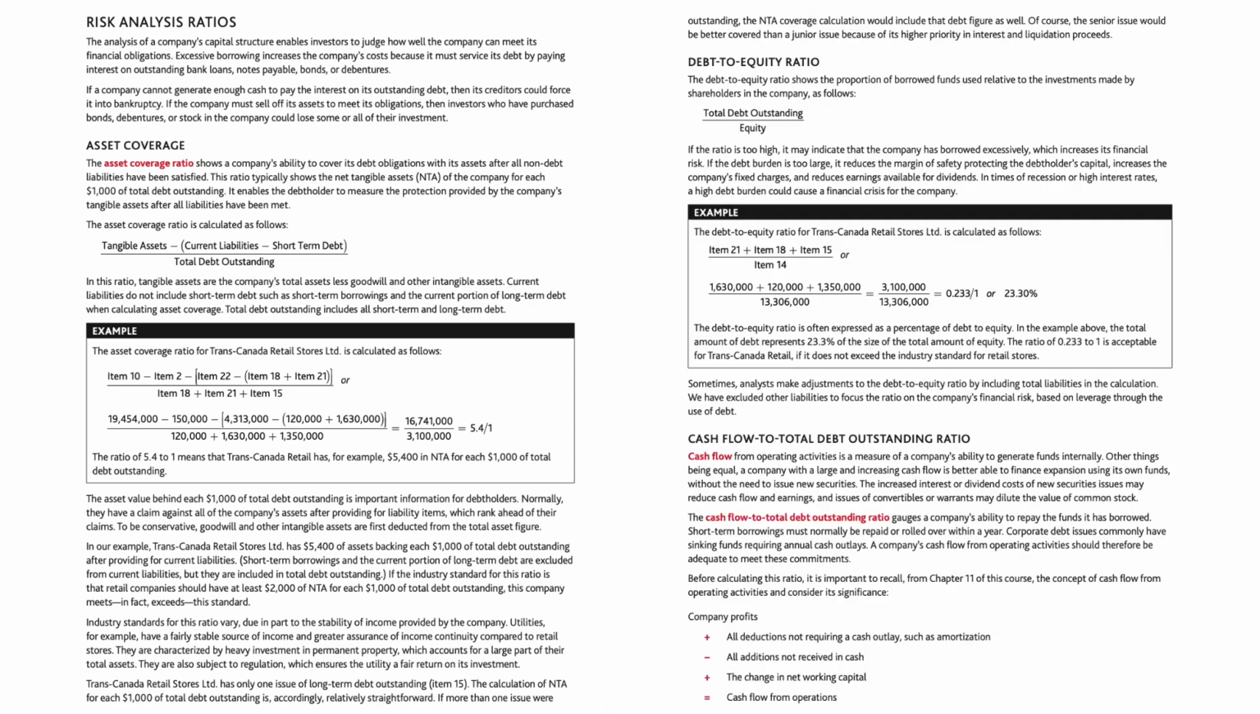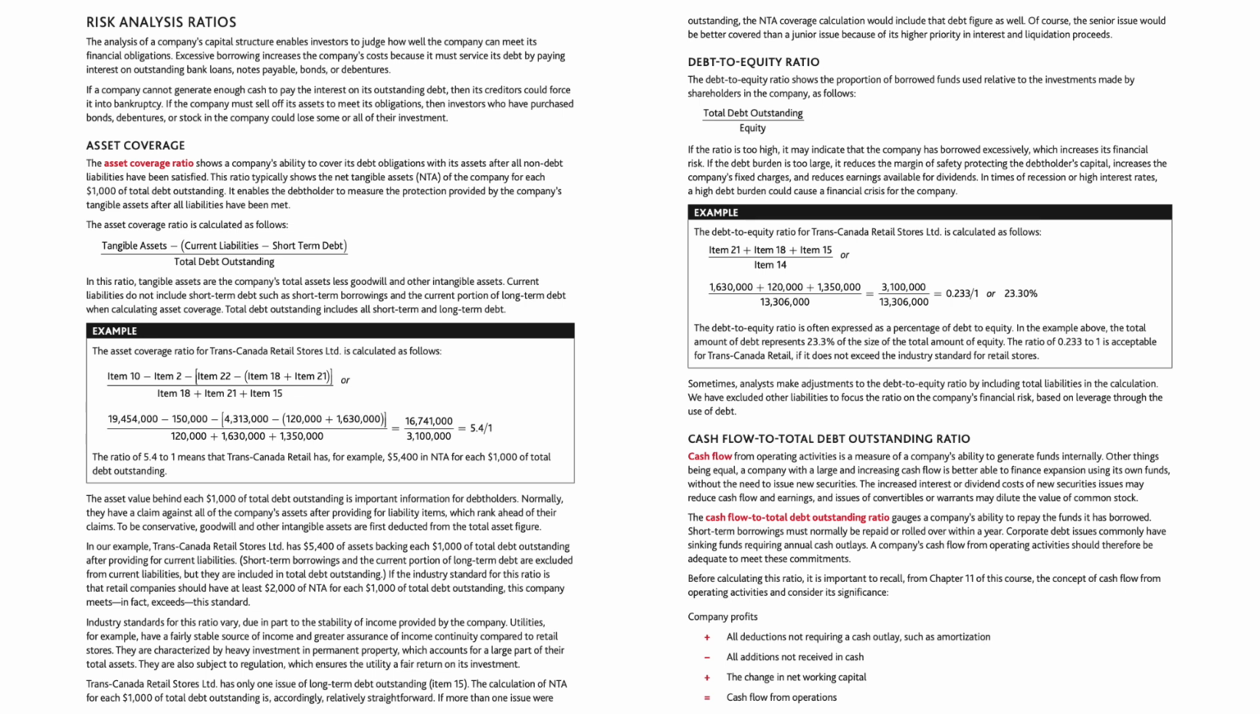The asset value behind each $1,000 of total debt outstanding is important information for debt holders. Normally, they have a claim against all of the company's assets after providing for liability items, which rank ahead of their claims. To be conservative, goodwill and other intangible assets are first deducted from the total asset figure. For our example, TransCanada Retail Stores has $5,400 of assets backing each $1,000 of total debt outstanding after providing for current liabilities.